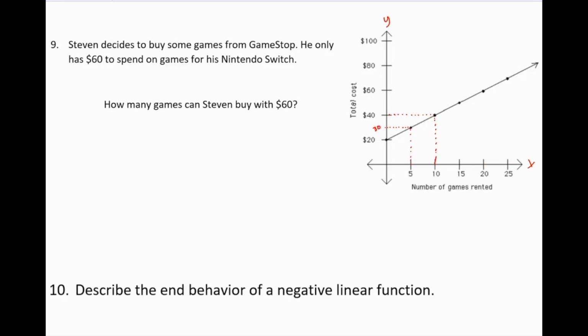So I want to know how much Steven can buy with $60. So I'm going to go to $60. I know this is what Steven can spend. I'm going to go all the way down and see where $60 hits our graph. Well, it looks like it hits right over here. It looks like it hits at 20. So that means for $60, Steven can rent 20 games. So I know he can rent 20 games with his $60.